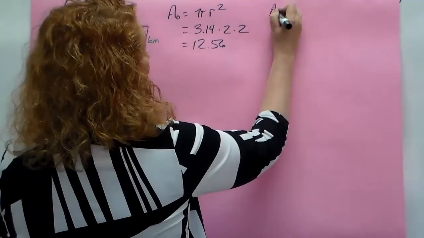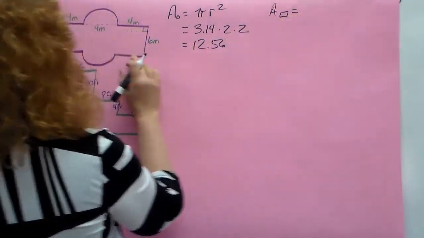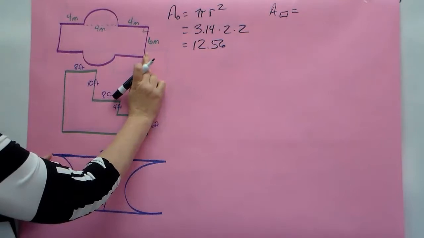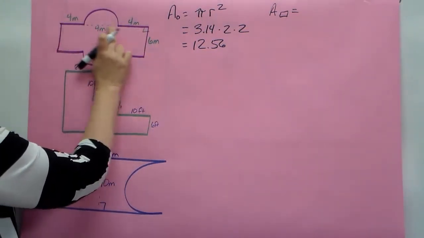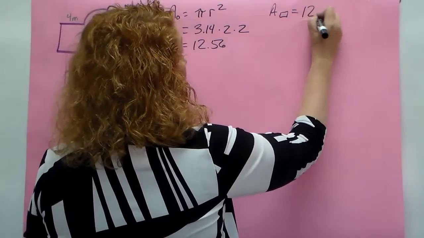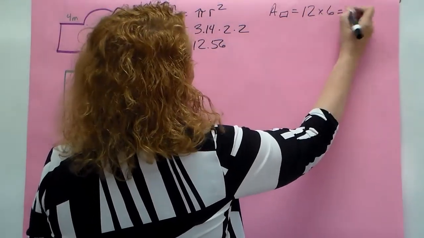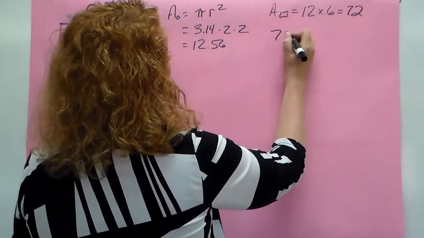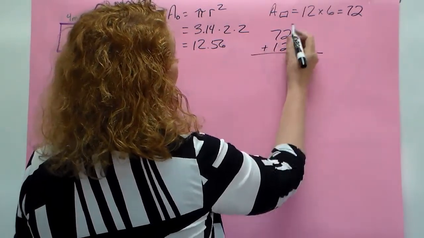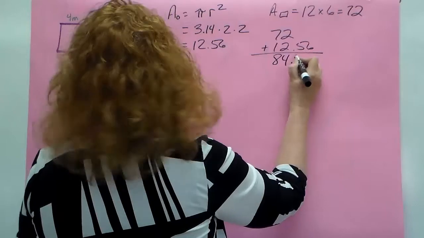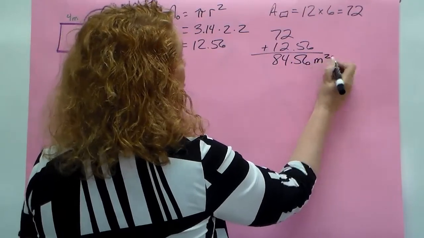Then I want the area of my rectangle. Now that's going to be 6 tall, and it's going to be 4 plus 4 plus 4, so it's going to be 12 long. So that's 12 by 6, which is 72. So now I've got 72 plus 12.56, and I end up with 84.56 meters squared.